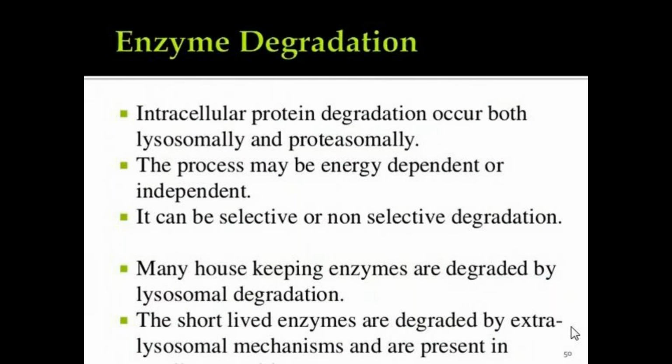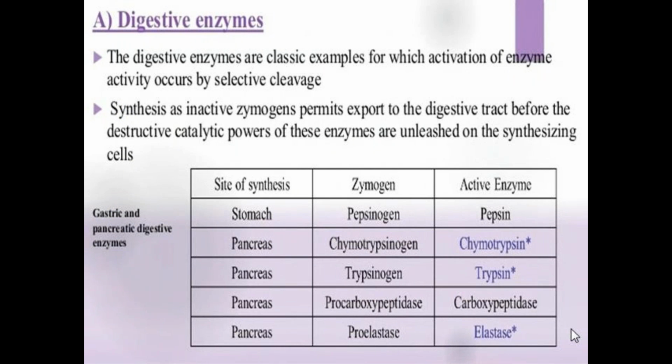Okay, up to this we completed enzyme degradation, and next we come to the digestive enzymes. In enzyme degradation, the main example is digestive enzymes. The activity of the enzyme occurs by a specific cleavage process, and the cleavage occurs at the peptide bonds. The cleavage at the peptide bonds converts the inactive zymogens or proenzymes to the normal active enzymes.